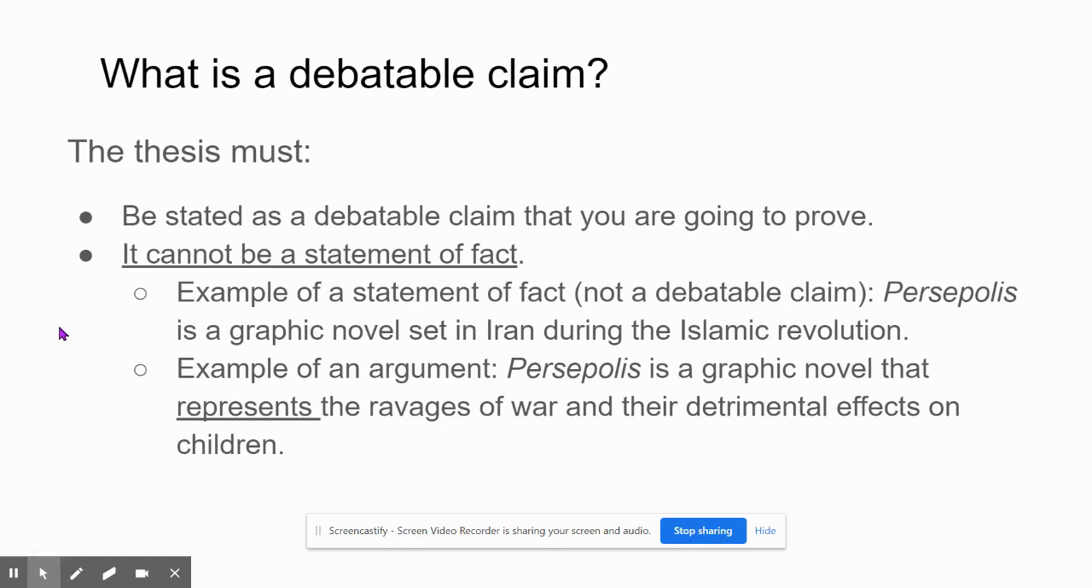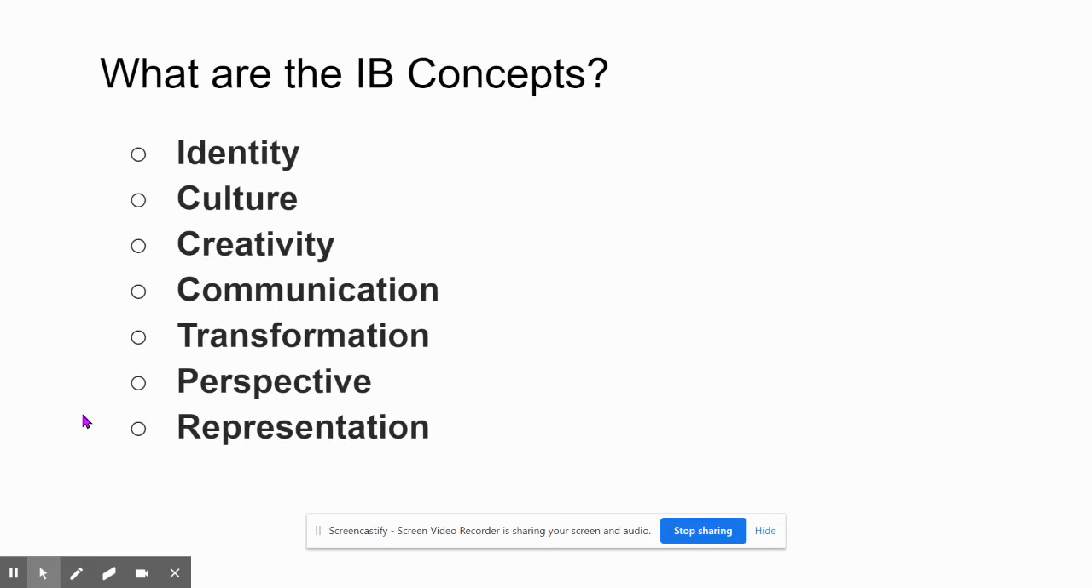The thesis must be stated as a debatable claim that you're going to prove. It should not be a statement of fact. It must be something that is up for discussion. An example of a statement of fact would be: Persepolis is a graphic novel set in Iran during the Islamic Revolution. That's a fact. It can't be debated. But an example of an argument could be: Persepolis is a graphic novel that represents the ravages of war and their detrimental effects on children. Some people might debate that, but you could find evidence in the novel to prove or support that.